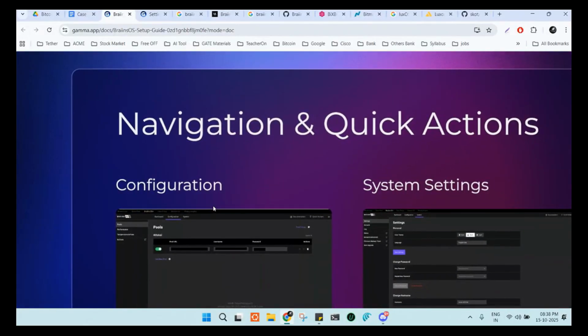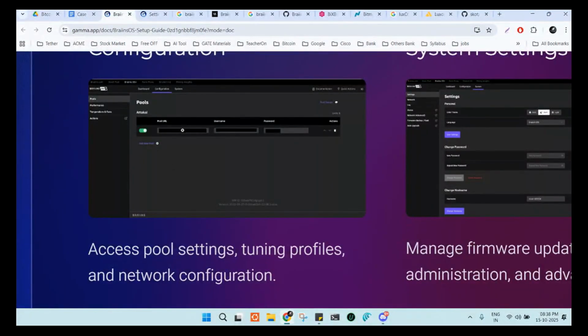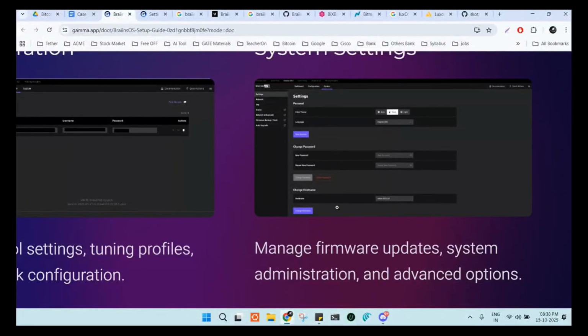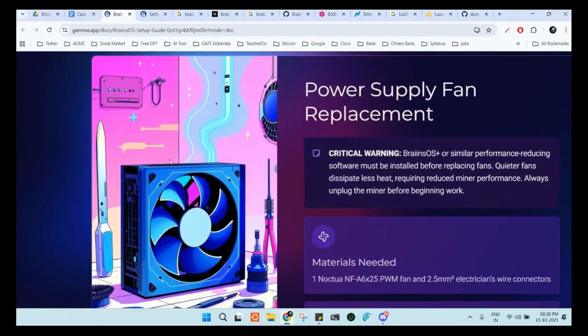Even you can do the pools configuration. Just like if you are using a mining pool, you just need to put the pool's URL, username, password, and it will get connected. You can put multiple pools, and you can also set it accordingly. These are some settings you can do. All these things are very basic, and you will be able to do it.